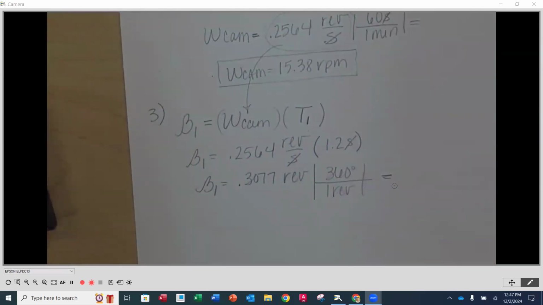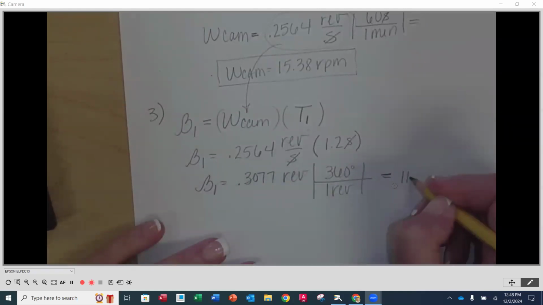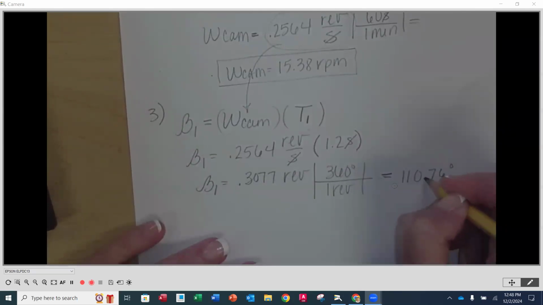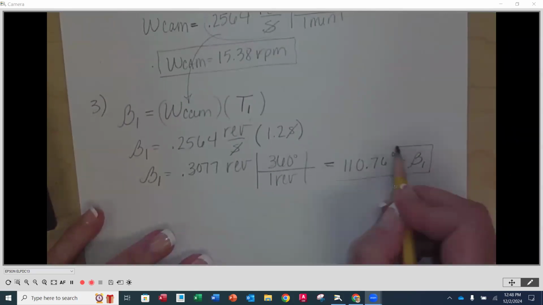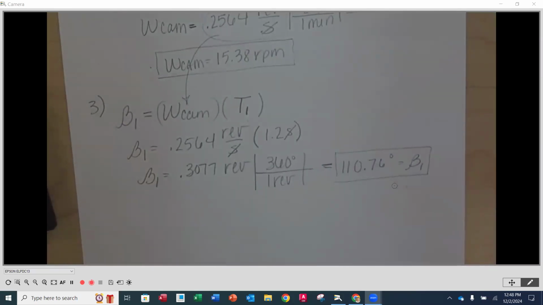What do we get for degrees? How many degrees of revolution? 110.76. Yep. 110.76 degrees. Okay. So we always want to get the betas into degrees. So this is our first one. Okay. Let's do our next one. We want to do beta 2.